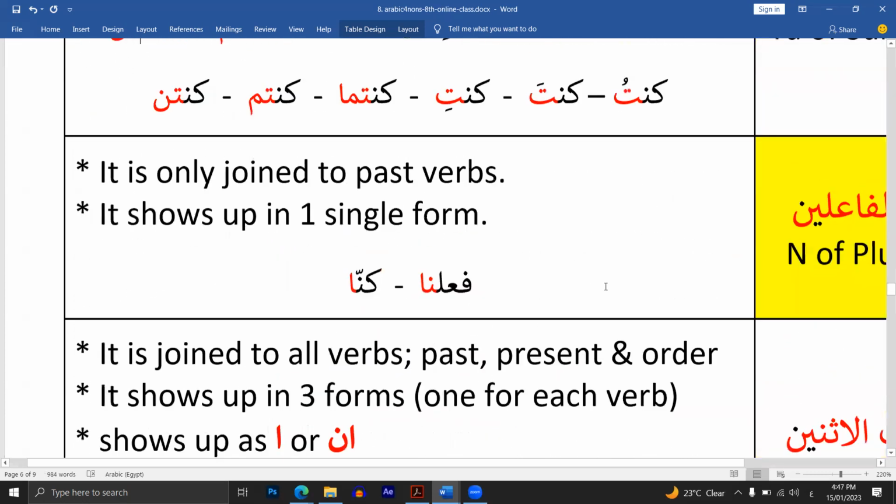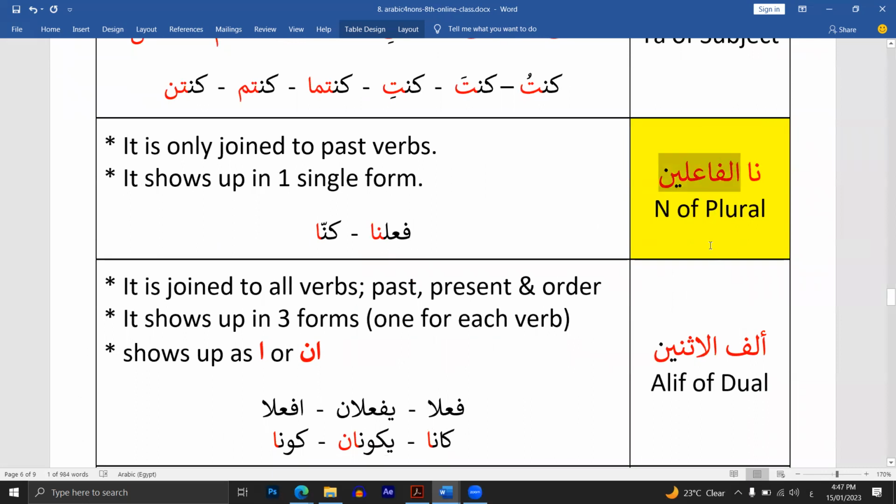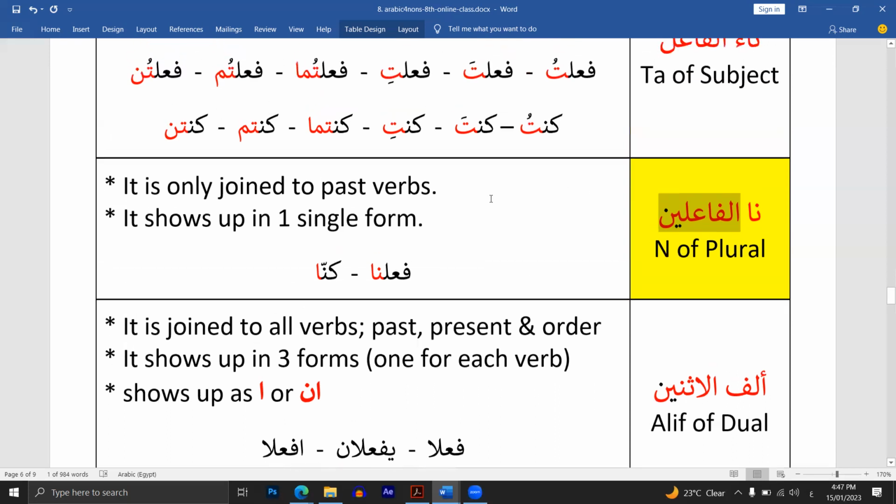Okay. And I want to mention that this one, na al-fa'ilin, will show up in all the cases. It can be connected to a verb, can be connected to a noun, a preposition, or even kana and inna. So this is a multitask pronoun.